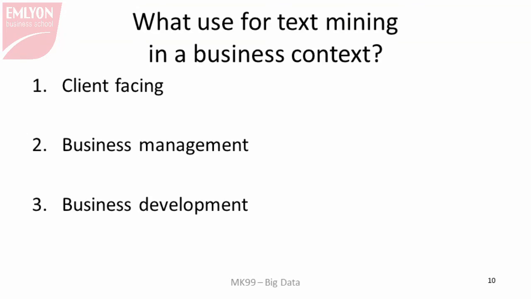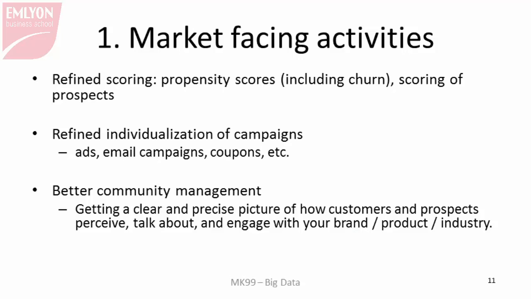I distinguish between three situations: client-facing, for business management, and for business development. So in client-facing situations, you can do many things, such as refining the scorings that you have of your customers, simply because you get to know them better with the texts that relate to them. So nothing new really, but you basically can increase the precision of your propensity scores, including maybe the probability that this customer is going to churn sooner or later.